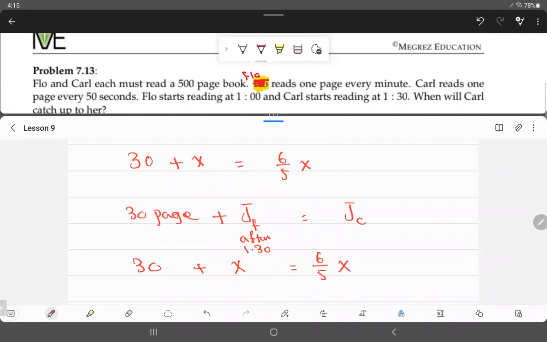These are the total number of pages, right? Both are going to be the same because we need these numbers to be equal. Why? Because this is the whole question about. The question says, when will Carl catch up to her? When they're going to be the same? When the number of pages is going to be the same? This is the question actually.